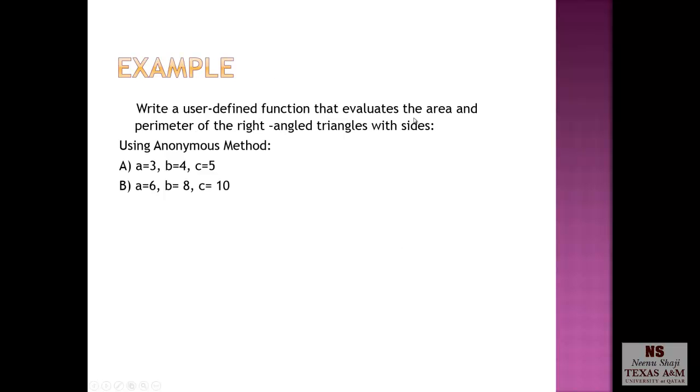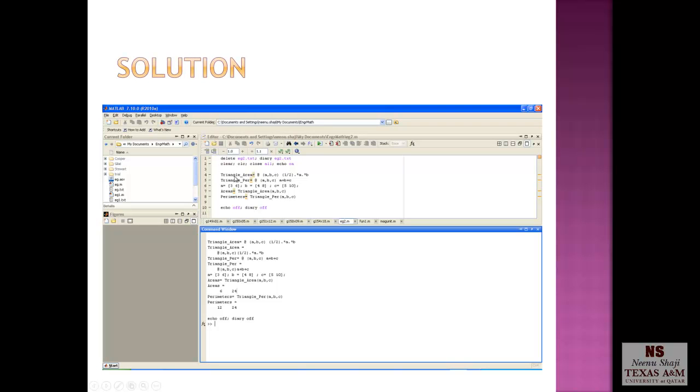Write a user-defined function that evaluates the area and perimeter of the right-angle triangles with sides A 3, B 4, and C 5, and part B when A is 6, B is 8, and C is 10. So first you give a function name, triangle_area, equal @ to indicate you are using the anonymous method. Now your inputs are the sides A, B, and C, and since it's a right angle triangle, you know the area, which is half AB. The perimeter is calculated using A plus B plus C. Now define your A, B, and C as vectors, and then you can call the function.